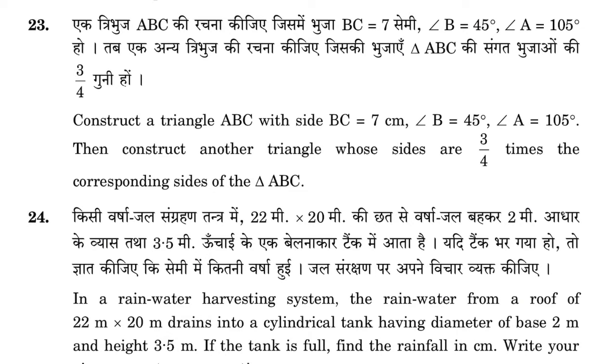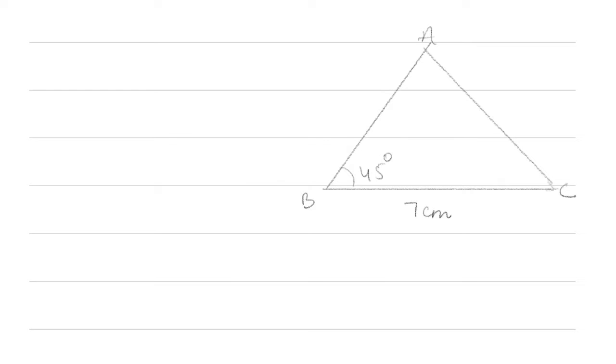Question number 23rd. This is a question on construction. And first we have to construct a triangle ABC such that BC is equal to 7 cm and angle B is 45 degrees and angle A is 105 degrees. Angle C would be equal to 180 degrees minus 105 plus 45 degrees.